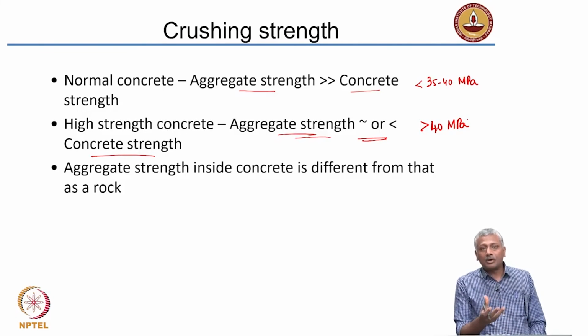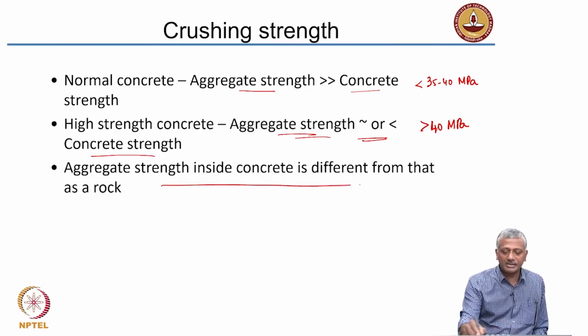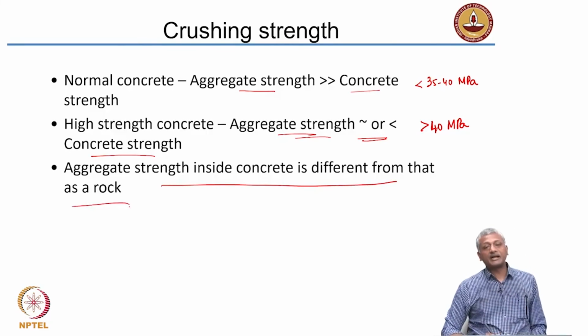Now, does that mean the rock is of lower strength than the concrete? Possibly not. It is just the rock which has been cut to aggregate size or formed to aggregate size may have a strength which is lower than that of the concrete. So, please remember, aggregate strength inside concrete is different from that as a rock.